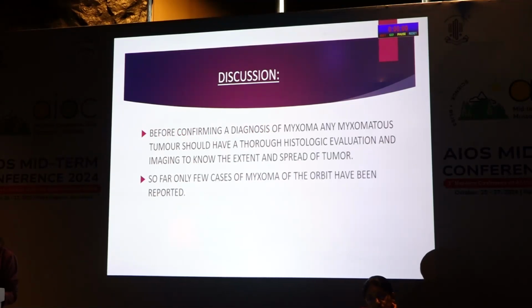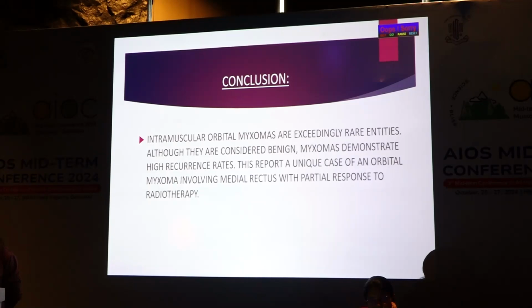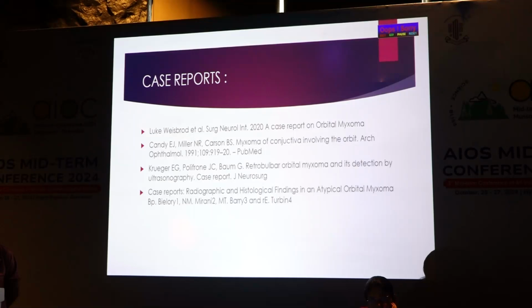On discussion, before confirming a diagnosis of myxoma, any myxomatous tumor should have a thorough histological examination and imaging to know the extent and spread of the tumor. So far, only a few cases of myxoma of the orbit have been reported. Intramuscular orbital myxomas are exceedingly rare entities. Although they are considered benign, myxomas demonstrate high recurrence rates. This reports a unique case of an orbital myxoma involving the medial rectus with partial response to radiotherapy. And these are my case reports and references. Thank you.